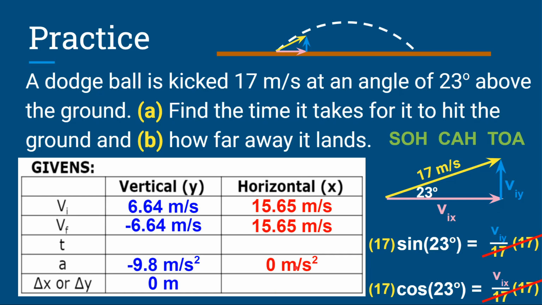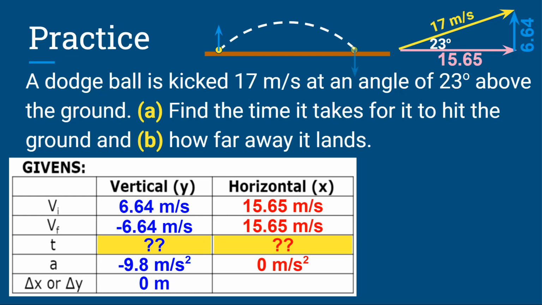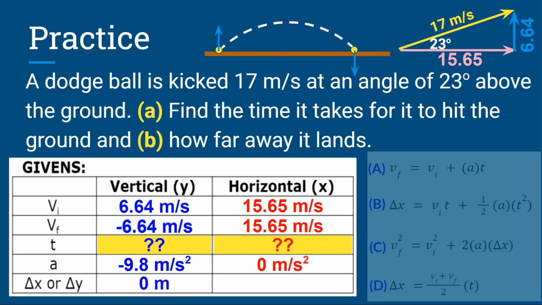I don't know the time. In fact, that's the first thing I have to find. Part A, find the time it takes. And I don't know my horizontal range, but again, that's the second thing I'm supposed to find, how far away it lands. So we're just basically trying to fill in the rest of the table. Starting with part A, the time that it takes for it to hit the ground, we're going to have to use the vertical data to solve for this because we don't have enough information horizontally.